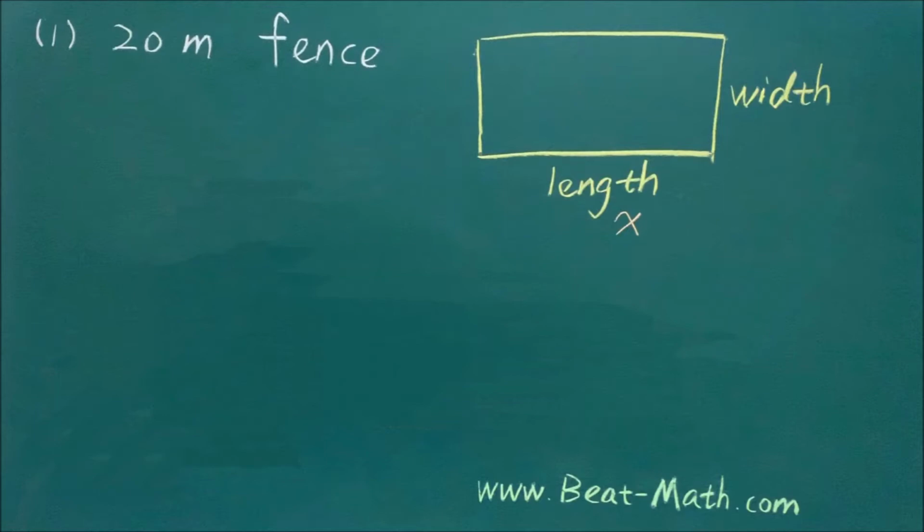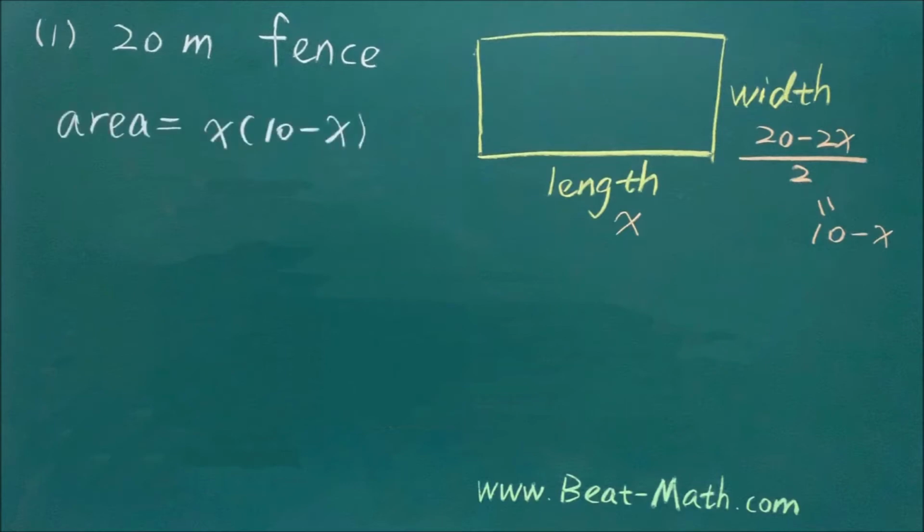Because the area is a rectangle and the perimeter is the sum of twice the length and twice the width, the width can be described as 20 minus 2x divided by 2, which can be simplified into 10 minus x. We know the area of the rectangle is the product of the length and the width. That is x times parentheses 10 minus x, which equals 10x minus x squared, or negative x squared plus 10x. So the area can be described as negative x squared plus 10x.